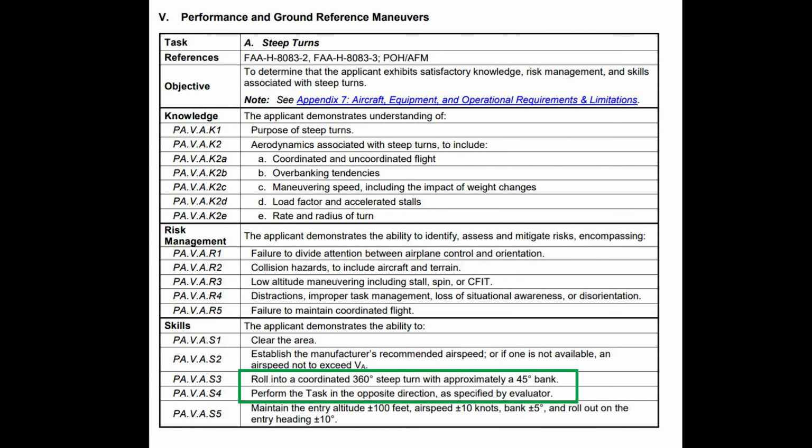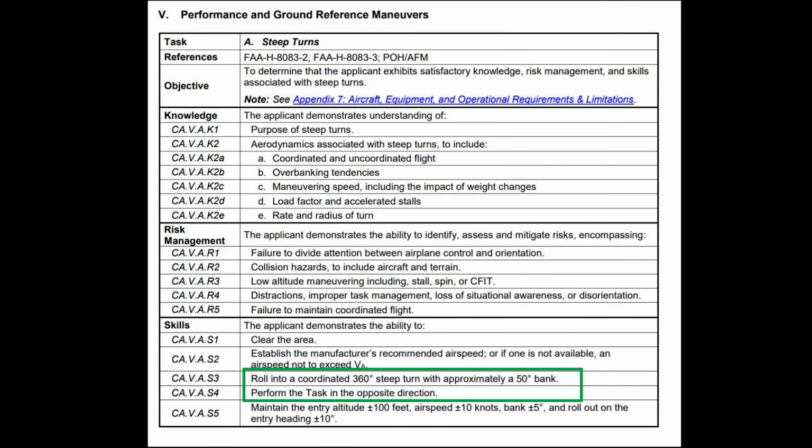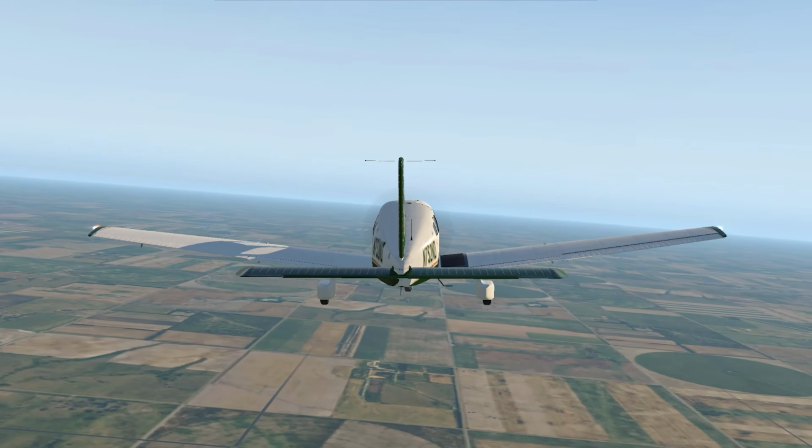Today, we are going to focus on some tips and tricks for steep turns that will apply to both the private pilot applicant as well as the commercial pilot applicant. One of the first key components of a successful steep turn is the roll-in. We know that we are going to bank the aircraft to 45 degrees per the private pilot ACS and to 50 degrees per the commercial pilot ACS.